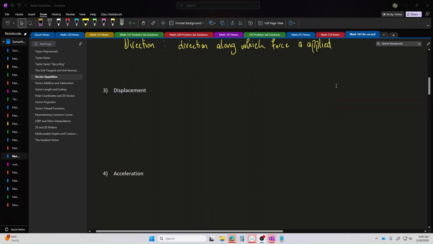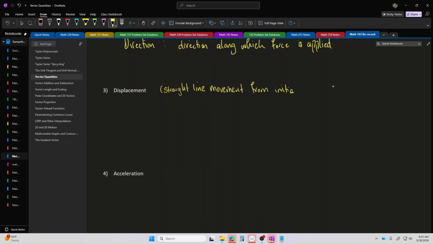Another vector quantity is what's known as displacement. When we talk about the displacement vector, we're talking about a vector that represents straight line motion from an initial point, let's call it A, to a terminal point, a final point, call it B. So a displacement from point A to point B might look like this, an arrow that takes us from the initial point to the terminal point.